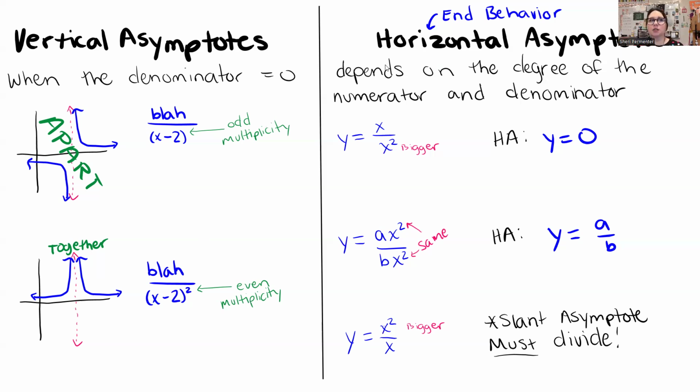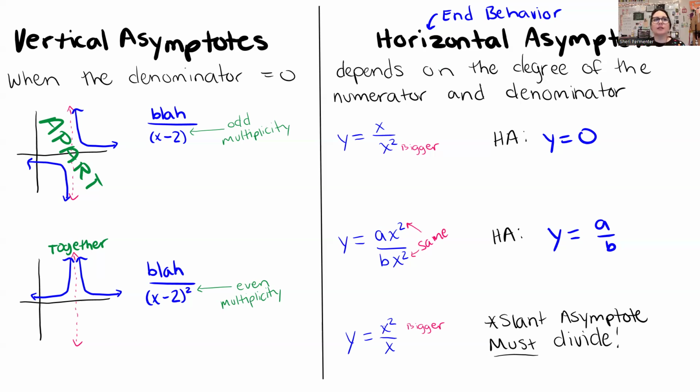Horizontal asymptotes. This is also referred to as end behavior. Your end behavior is what's going to happen to your graph over in infinity land. So it's what happens far out. That's why it's called end behavior. And this depends on the degree of the numerator and denominator. We're looking at them like a ratio.